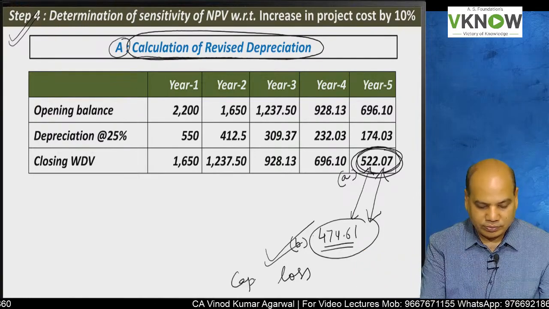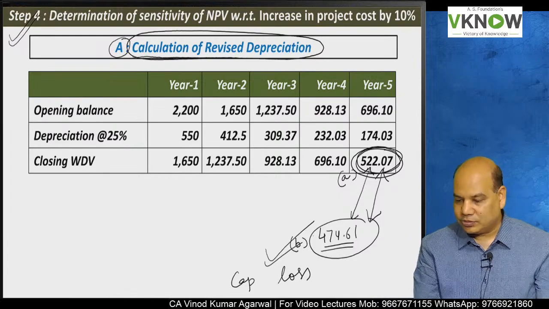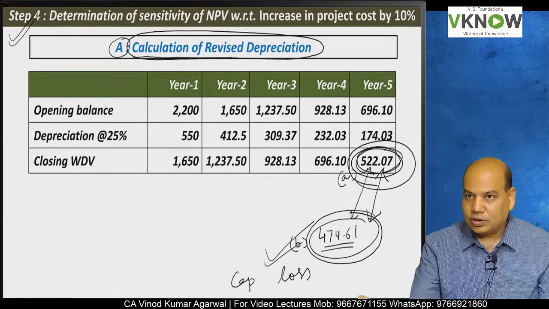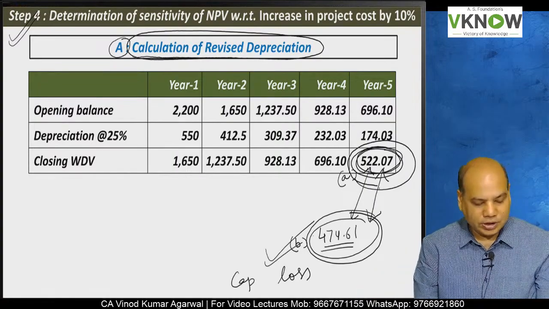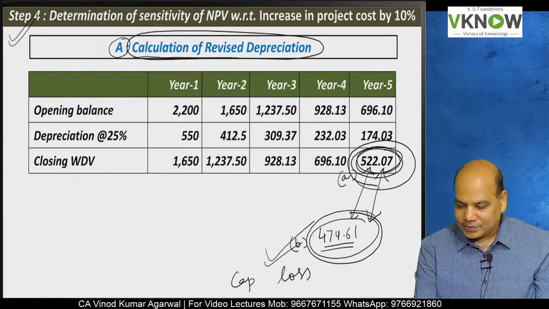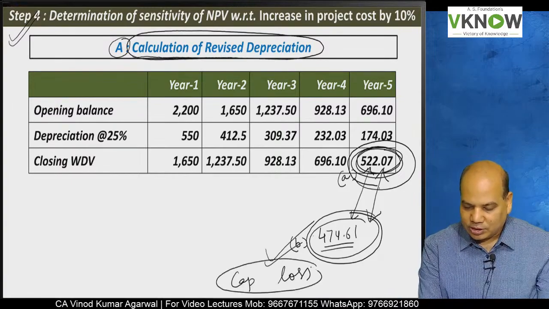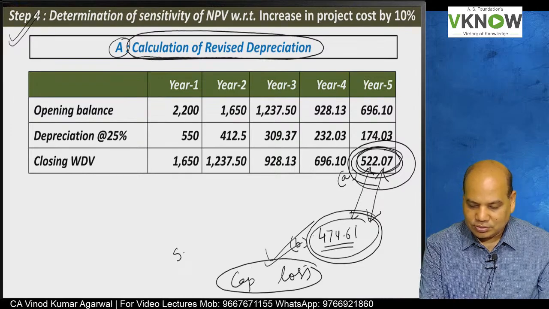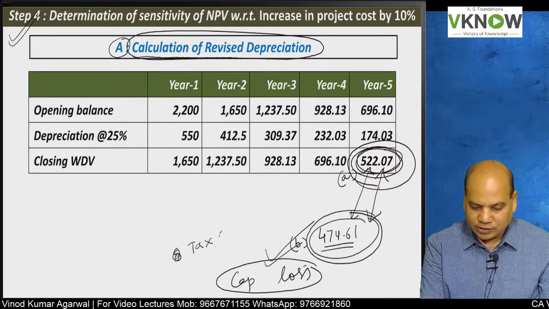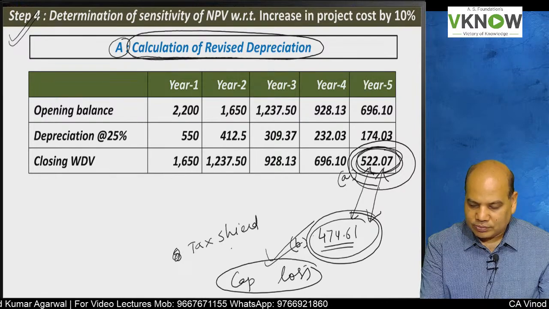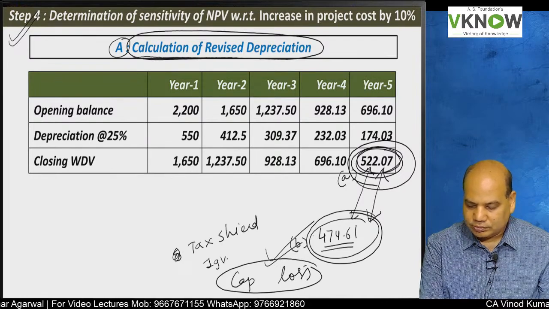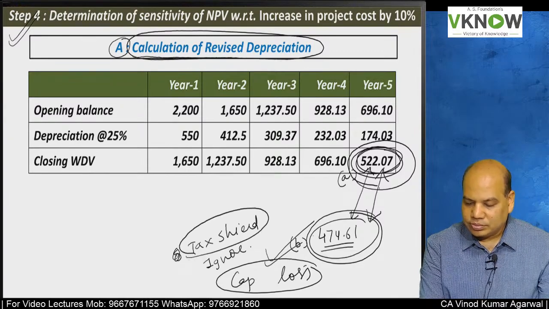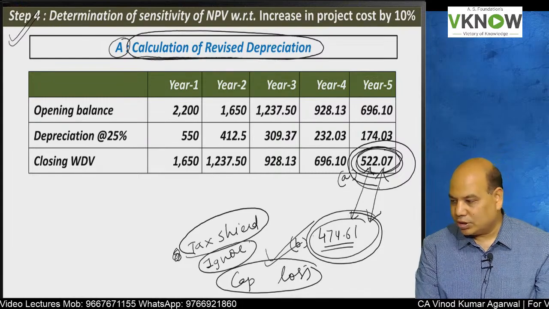Capital loss. There is a capital loss because your sale value is less than book value. If sale value is less than book value, there will be a capital loss. Either you can compute the tax shield on short-term capital loss, or you can ignore it. What will we do?